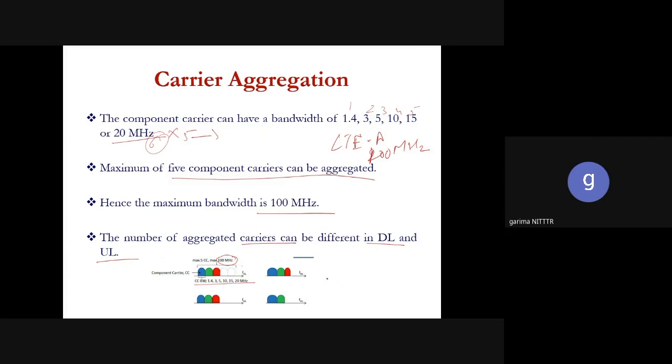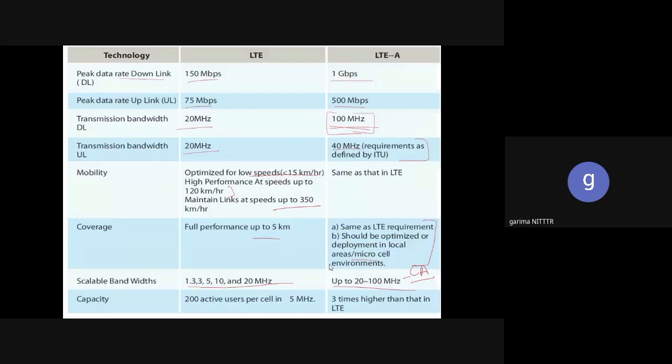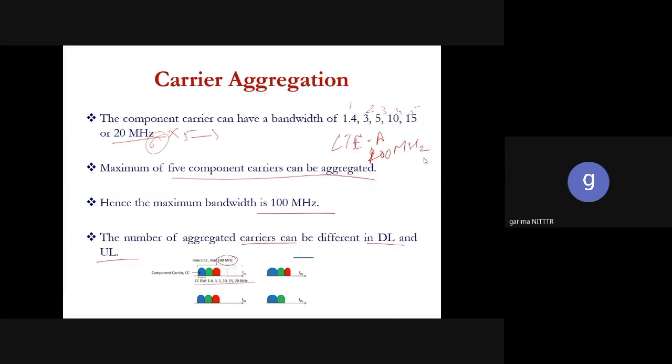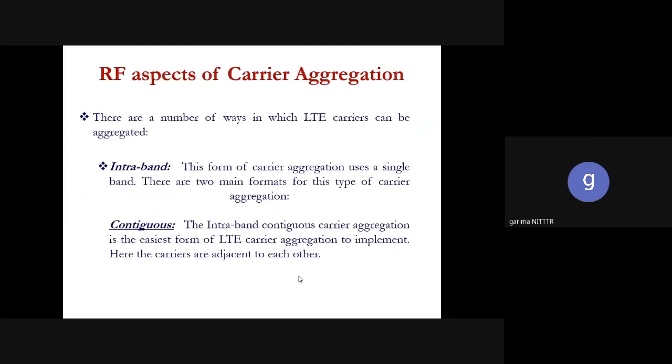Similarly, for uplink they have 1 or 2 or 3, because as per the requirement they will identify the bandwidth. We have a downlink bandwidth of 100 megahertz, and for uplink we need 40 megahertz as per the requirement of the ITU. So for 40 megahertz, we only need a combination of either 2 or 3 carriers. So we have different procedures for uplink and downlink for aggregation of the carriers. These aggregated carriers are now called component carriers.